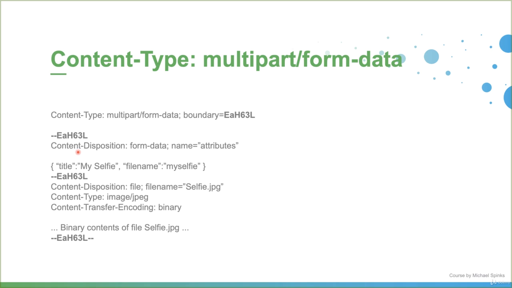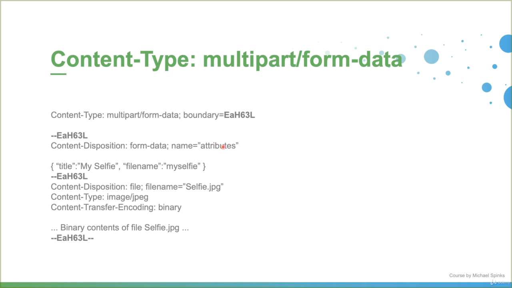So we can actually send different types of data with this content type. The first thing that you'll notice is we've got some form data here and the name as attributes. So these are our image attributes. Now this name can be whatever you want it to be. It doesn't have to be attributes. This is the part that you would change if you're developing a system that's not related to tasks or images.